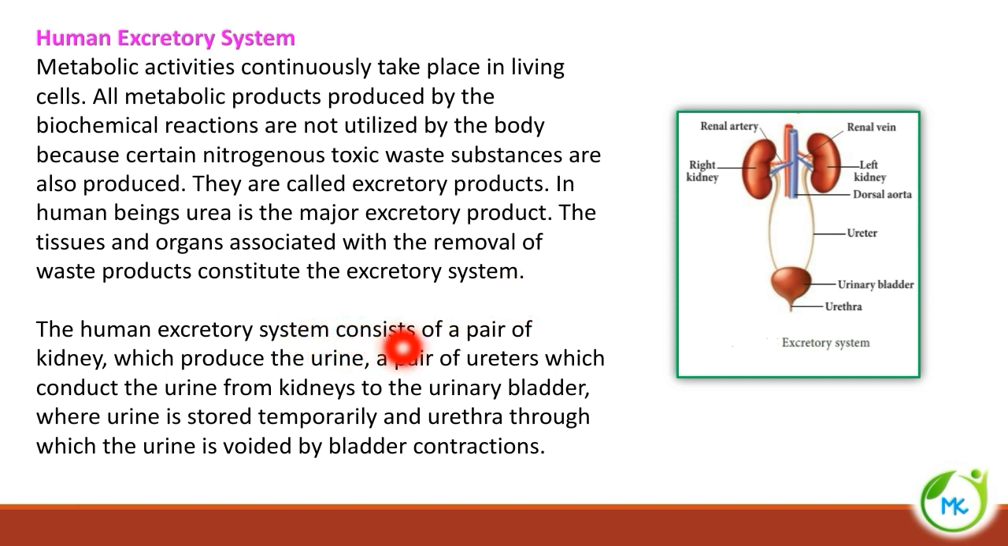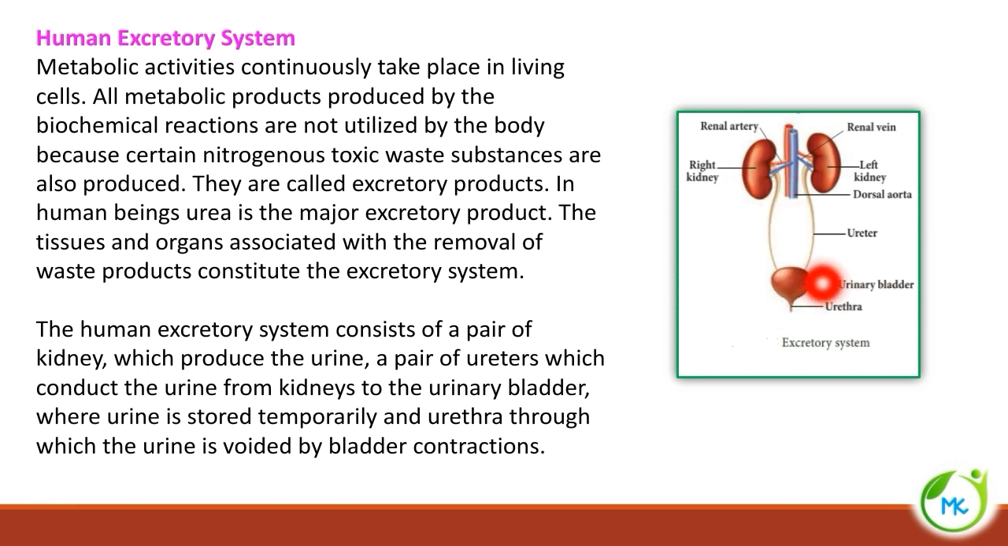The human excretory system consists of a pair of kidneys. So it consists of two kidneys, so it's called a pair. It produces the urine, and it also consists of a pair of ureters. This structure is referred to as the ureter, which conducts the urine from the kidney to the urinary bladder.